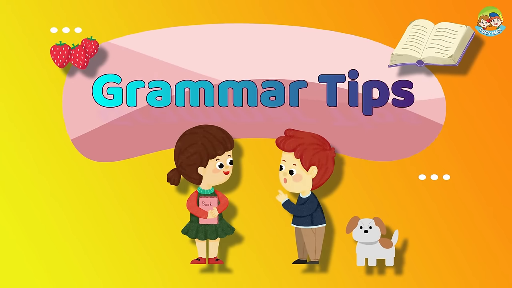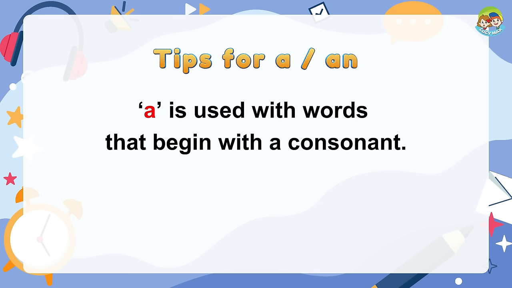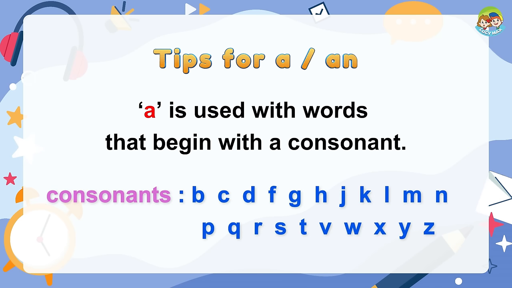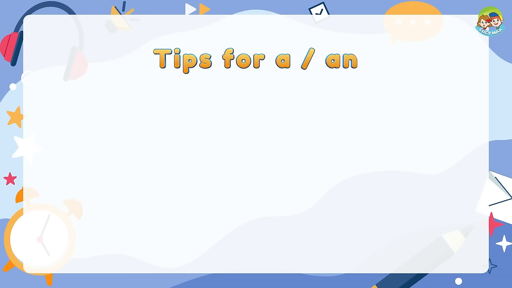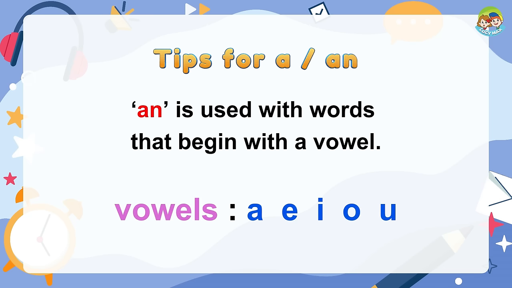Grammar tips. Tips for a, an. A is used with words that begin with a consonant. An is used with words that begin with a vowel, such as a, e, i, o, u.